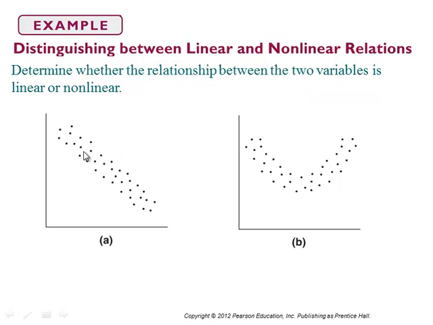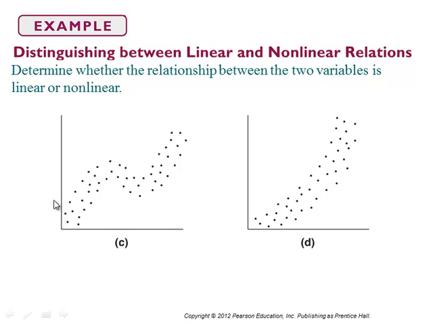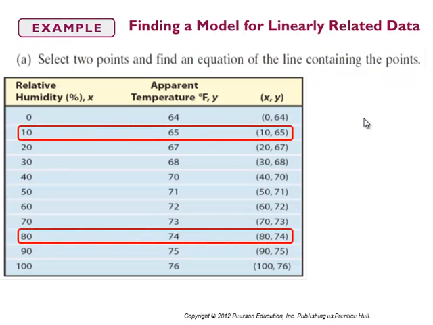So is this one linear? Yes, it is. It's linear with a negative slope. What about this one? The answer, of course, is that this one is nonlinear. How about this one for part C? You'd be right if you said nonlinear. What about this one for part D? Again, it's nonlinear. That's more exponential in nature.